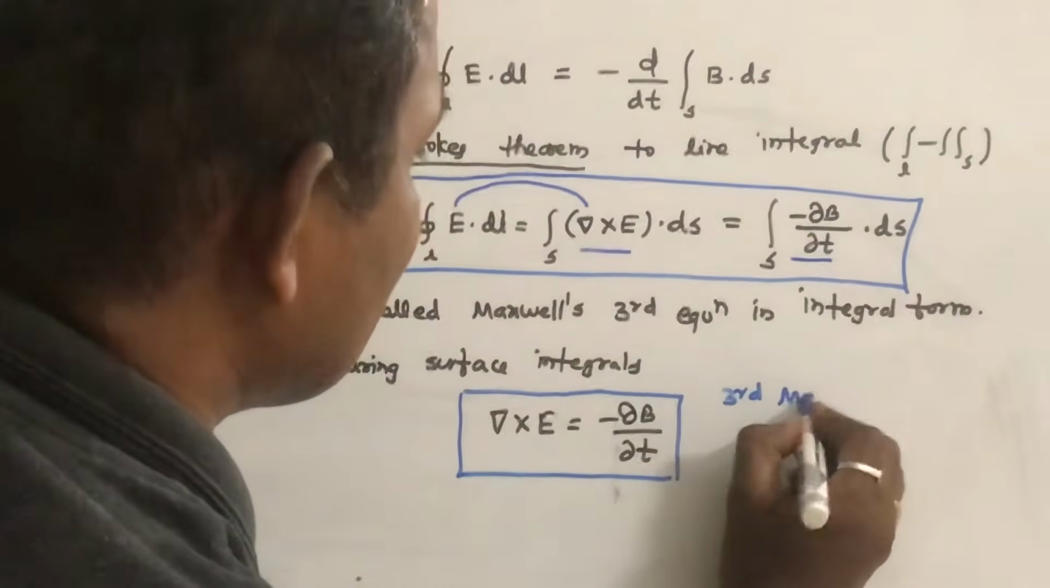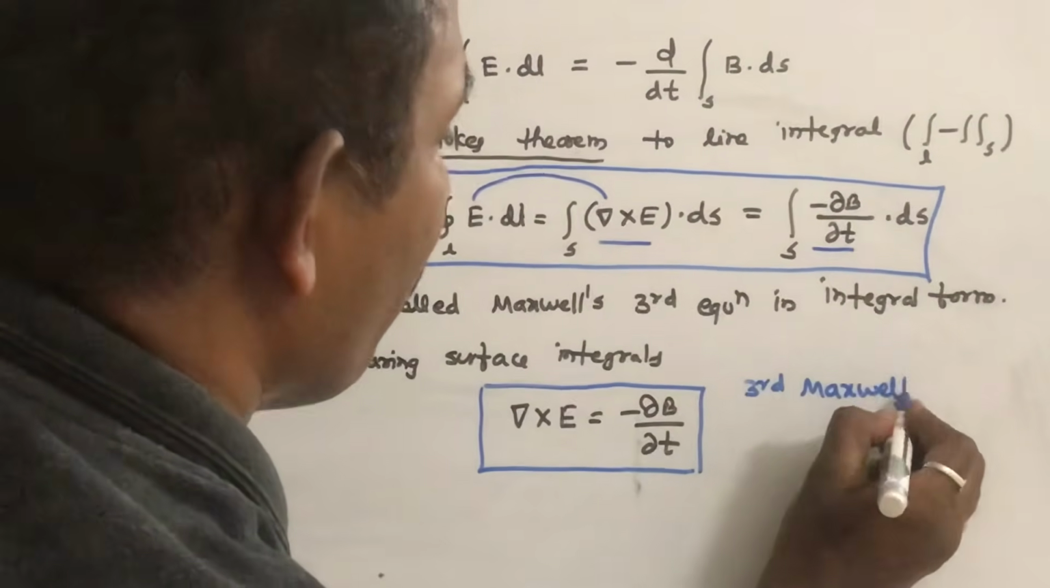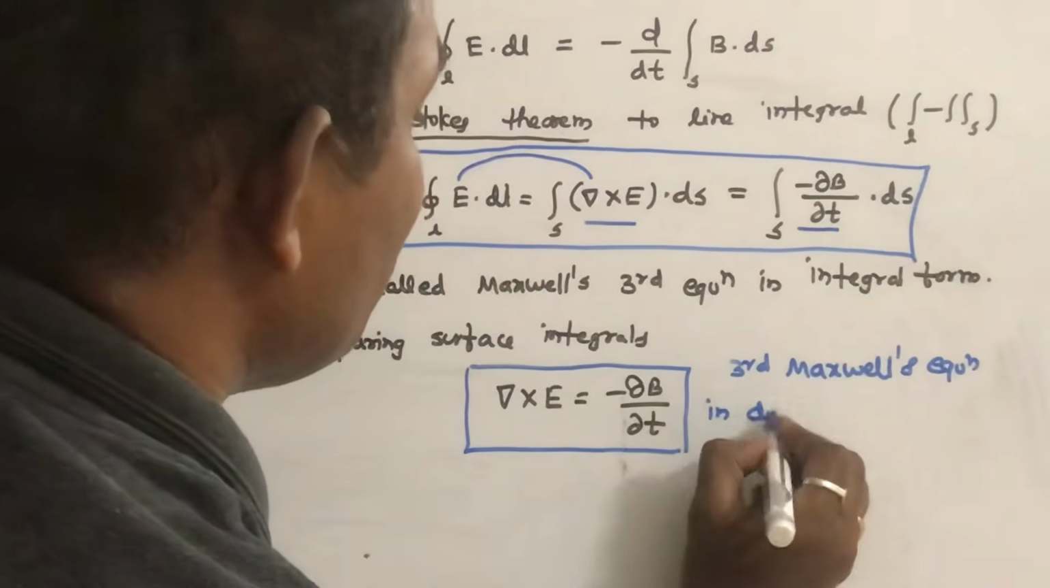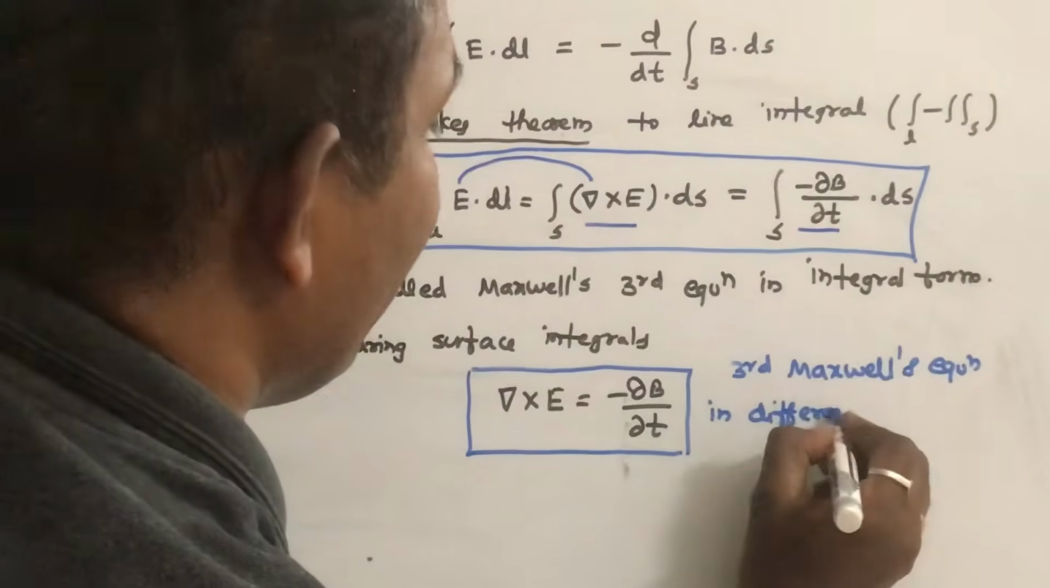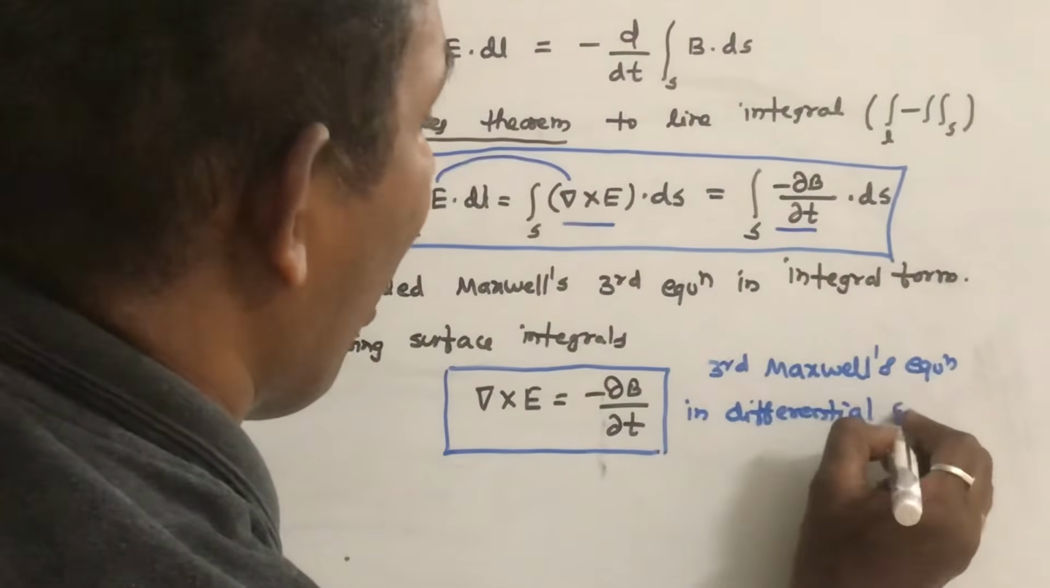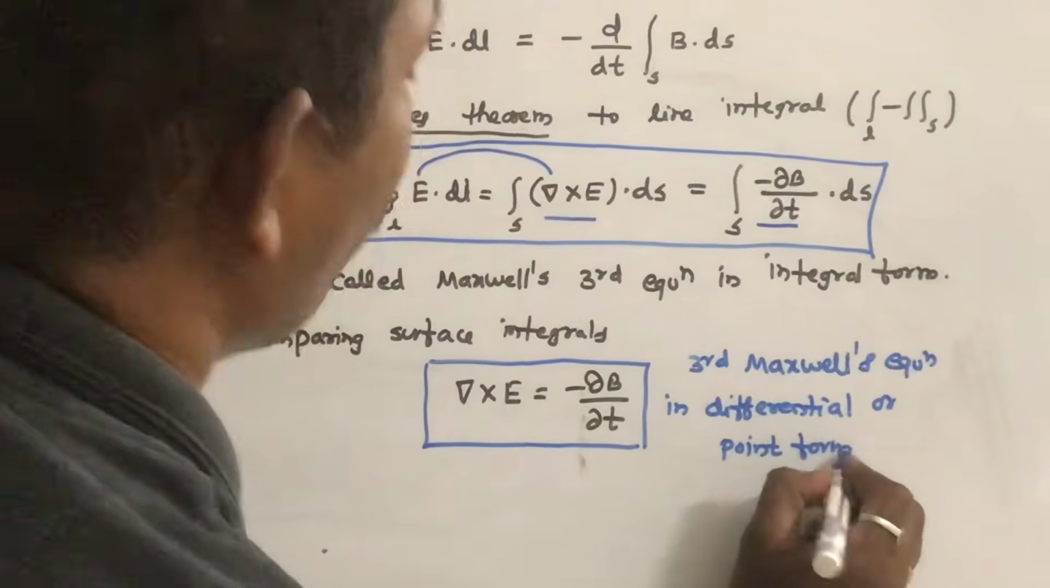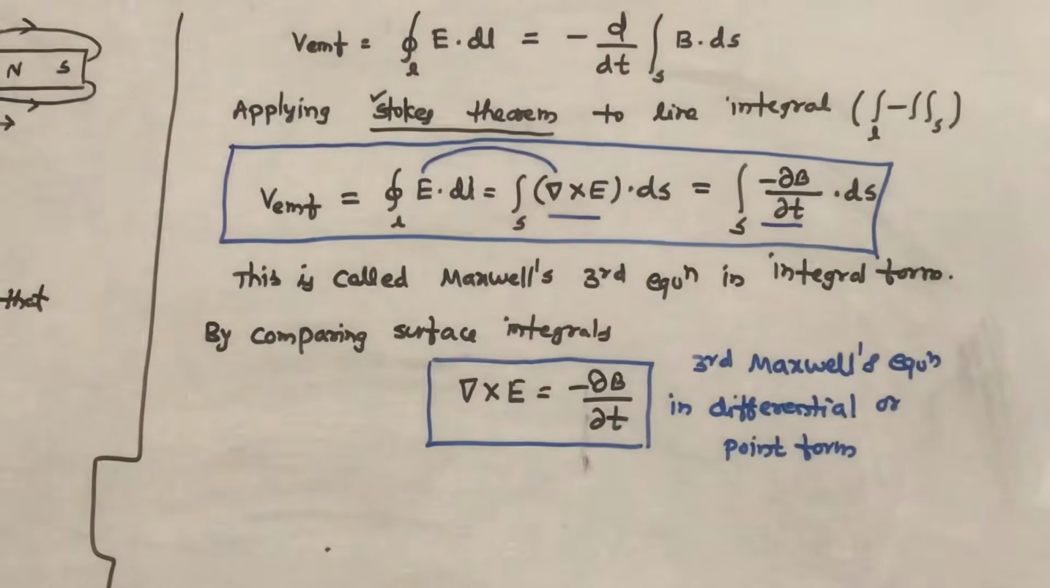Third Maxwell's equation in differential or point form. Very, very important equations. This is what you have to write under transformer EMF.